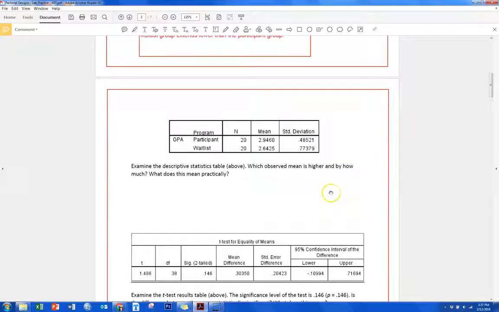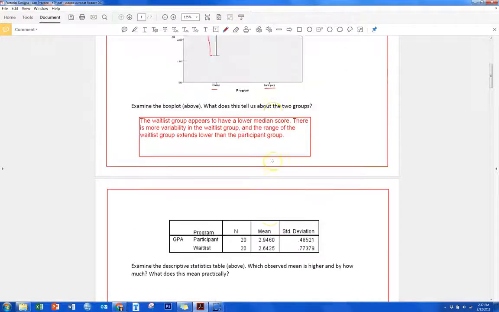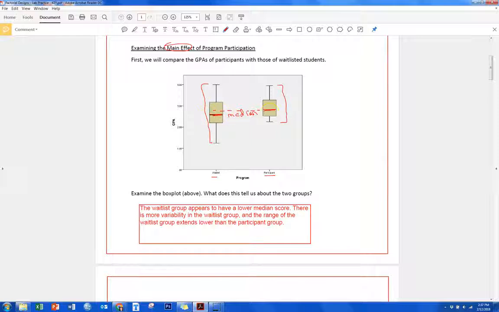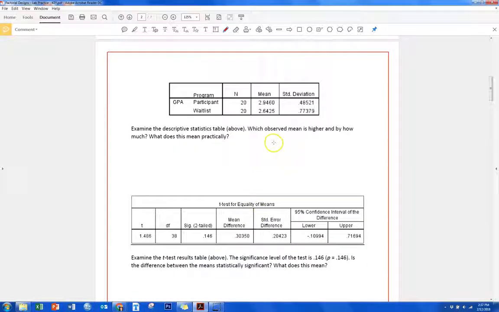Let's continue. Examine the descriptive statistics table above. Which observed mean is higher, and by how much? What does this mean practically? Okay. So how is this different than the graph we just looked at? So up here we have the medians, which did not tell us the mean. Down here it's giving us the mean and the standard deviation. So which observed mean is higher?